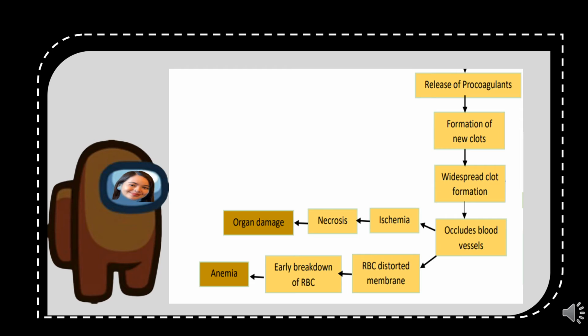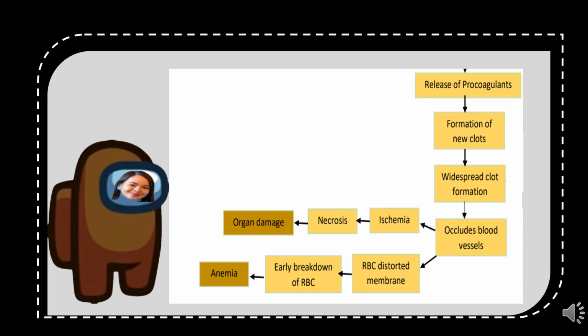At the same time, DIC is called consumption coagulopathy, wherein there is consumption of platelets and clotting factors that later on results in bleeding. So imagine, it is a paradoxical or contradicting condition. There's too much clotting and there's too little clotting.